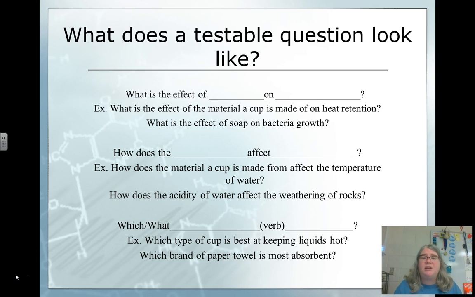So our first question form is, what is the effect of one thing on another thing? Some examples here would be, what's the effect that the material a cup is made of has on heat retention? That is like taking different cups and putting some hot liquid in them and seeing how long it takes them to cool off. Another one might be, what's the effect of soap on bacteria growth? That's one where we would be looking at different soaps and seeing how it changes how much bacteria grows.